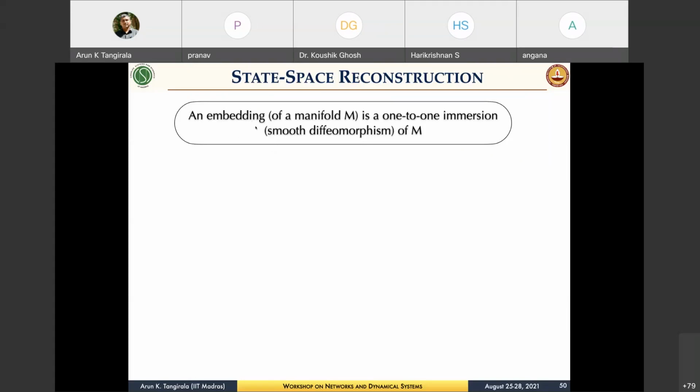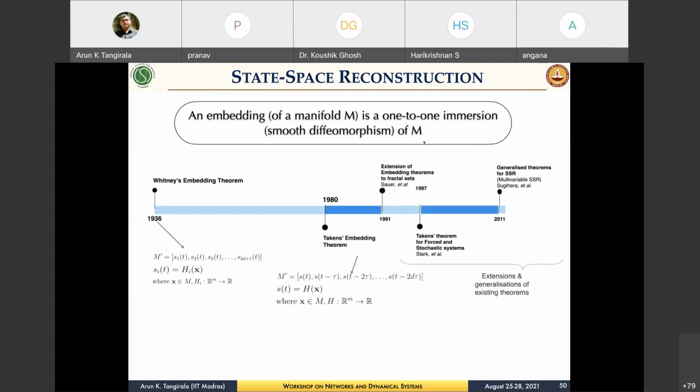And what is an embedding? In very strict mathematical terms, it's a one-to-one immersion or a smooth diffeomorphism of M. One-to-one, we understand. It's a unique mapping. Essentially, diffeomorphism means that the derivatives are also mapped one-to-one. That is what we mean. And how do we construct such an embedding? That is the idea. Once you construct an embedding, then you can answer questions pertaining to causal discovery. That is what Sugihara showed. But the key is to construct an embedding, a smooth diffeomorphism of the original manifold of the process.